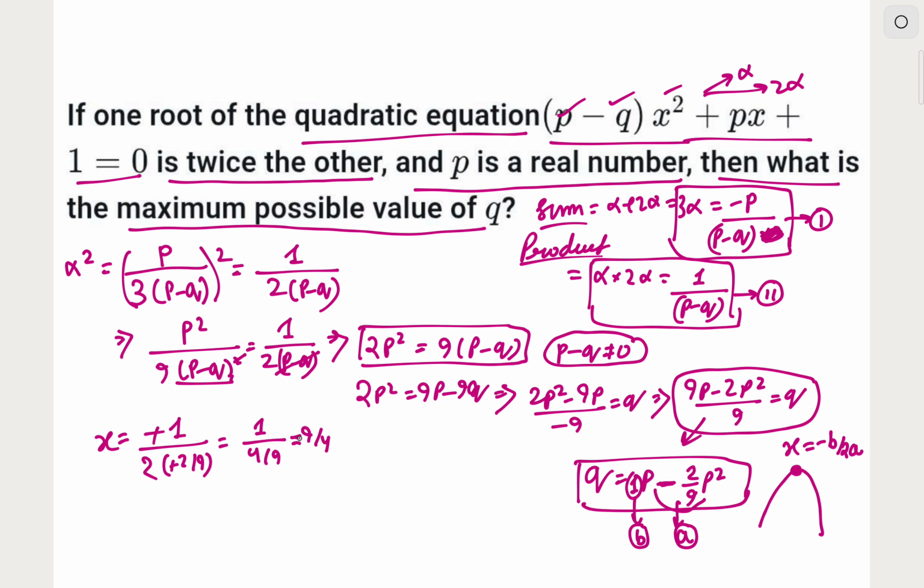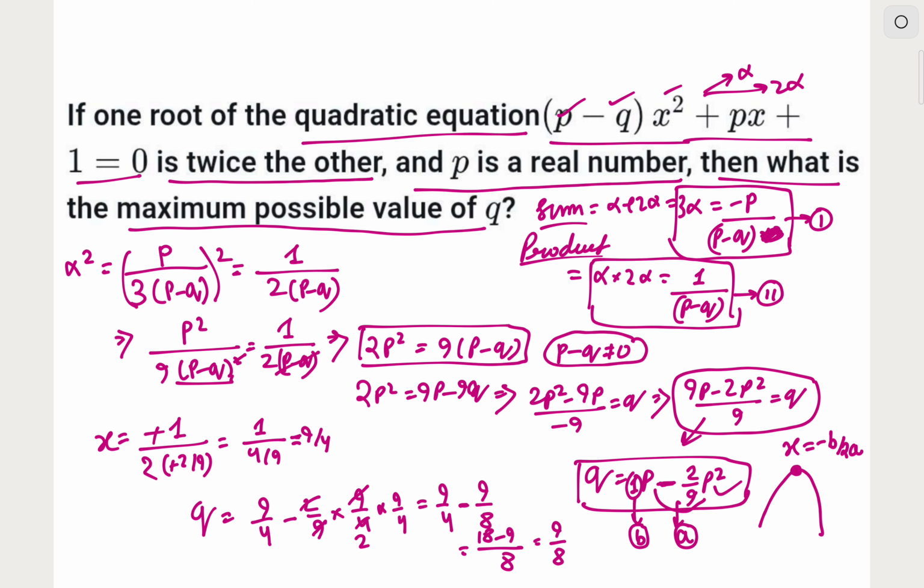So x is equal to 9 by 4, but in this equation there is no x, there is p, so we have to put p equal to 9 by 4. So q becomes 9 by 4 minus 2 by 9 into 9 by 4 into 9 by 4. The 9 and 9 get cancelled, 2 and 4 reduce, so it becomes 9 by 4 minus 9 by 8, which is equal to (18 minus 9) by 8, so it becomes 9 by 8. So the maximum possible value of q in this question will be 9 by 8, and it's our final answer.